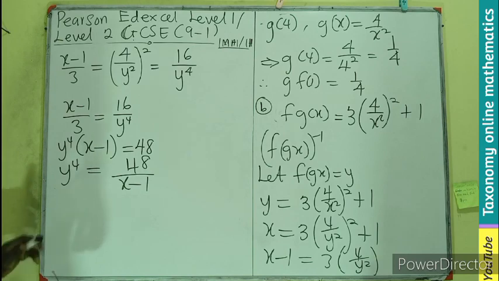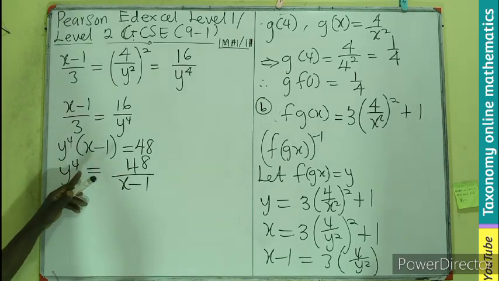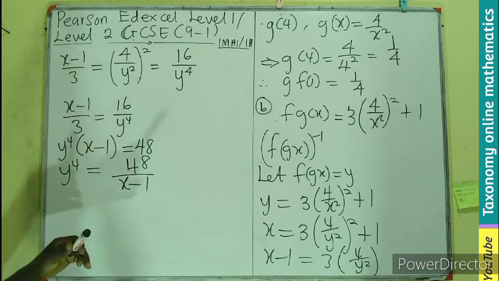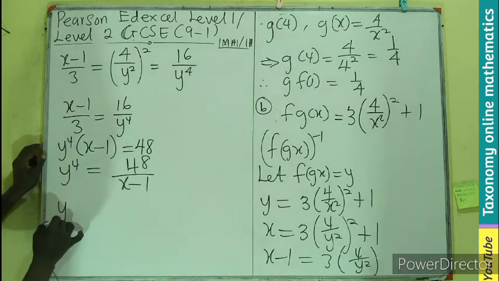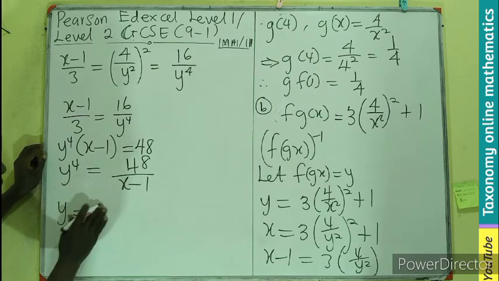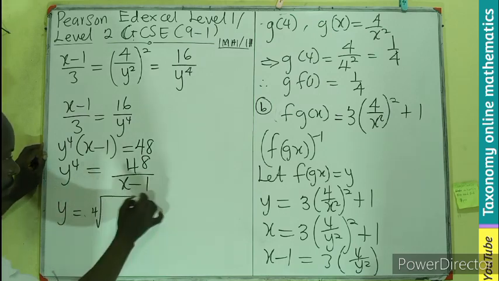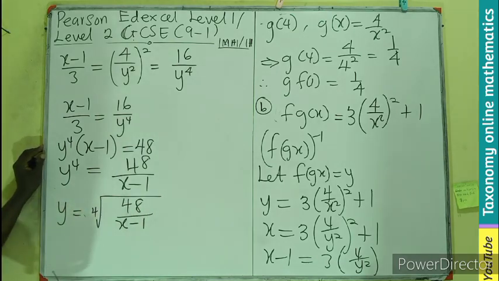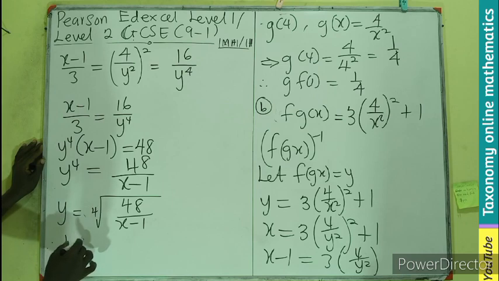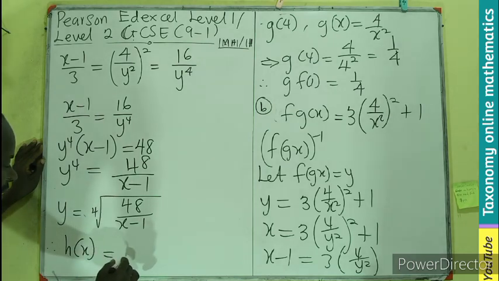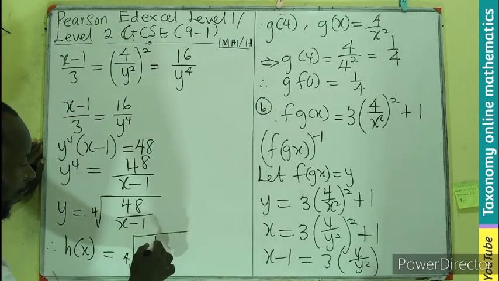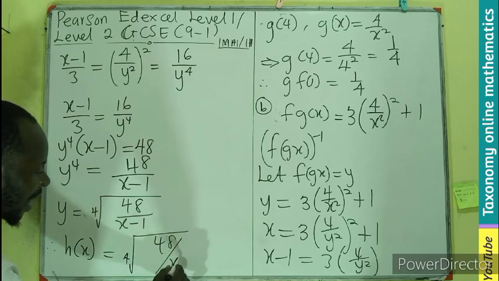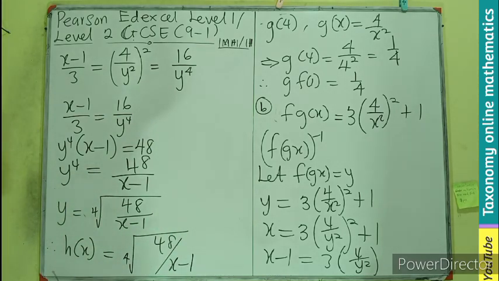Now we have our y isolated but still carrying a power. The only way we can clear this power is finding the fourth root of both sides, meaning y will be equal to the fourth root of 48 divided by x minus 1. Therefore, the function h of x will be nothing but the fourth root of 48 divided by x minus 1. That gives us the function h as we are required to find.